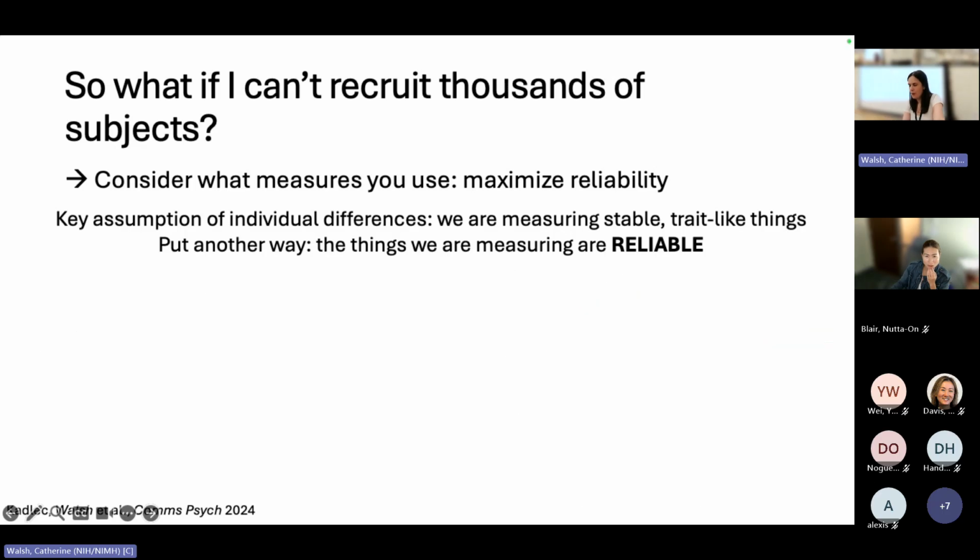But okay, so what? I showed you some math, showed you some permutation tests, great, whatever. But what does that actually mean for me when I want to try to study individual differences?